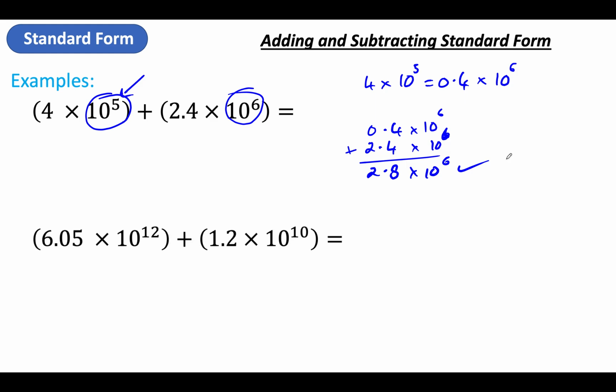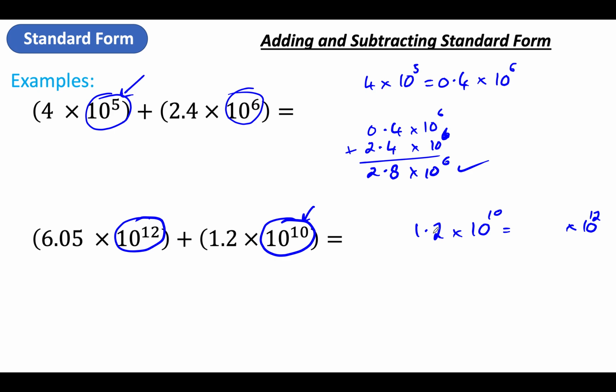Yep, let's try it again. Okay, I've got two numbers here: 6.05 times 10 to the power of 12, and 1.2 times 10 to the power of 10. Okay, this is the one that's smaller, so that's the one I'm going to adjust. So that number is 1.2 times 10 to the power of 10. I'm going to adjust it so it's now times 10 to the power of 12, so it matches this number here. Now this power has got 2 bigger, which means my number does the opposite.